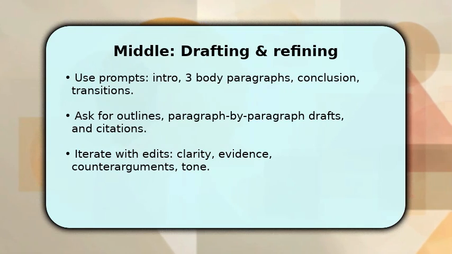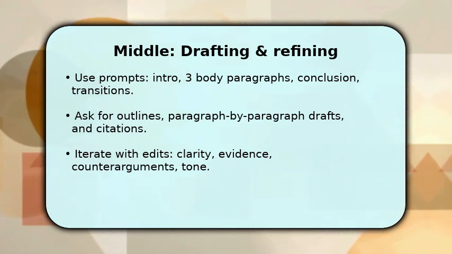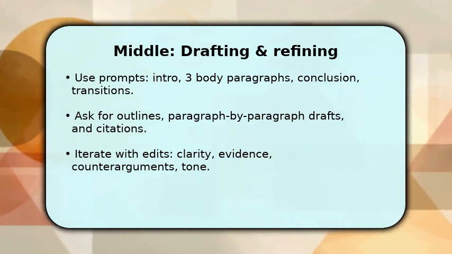Now you turn that outline into a draft by prompting the AI stepwise. Ask for an intro, 3 body paragraphs each tied to a source, and a conclusion. Once the model returns text, review one paragraph at a time for accuracy and logic.